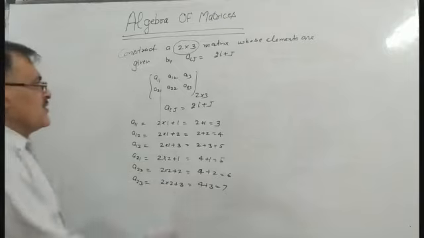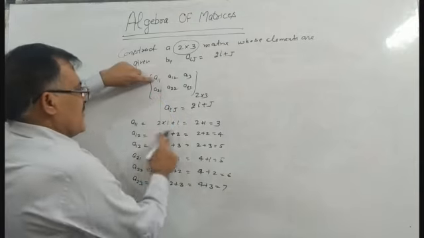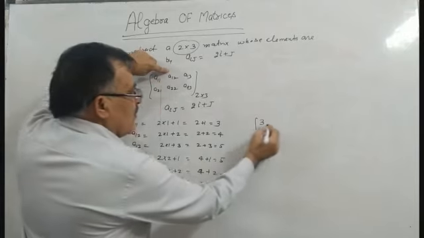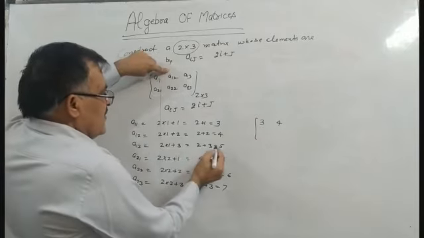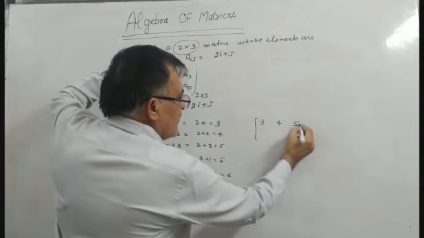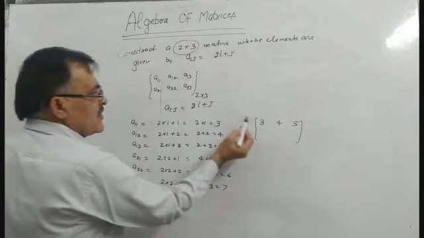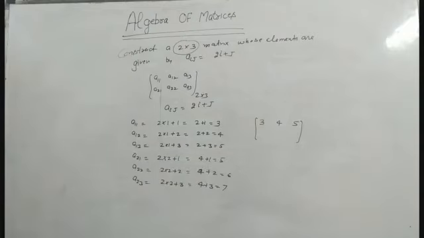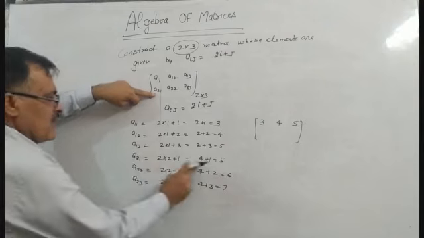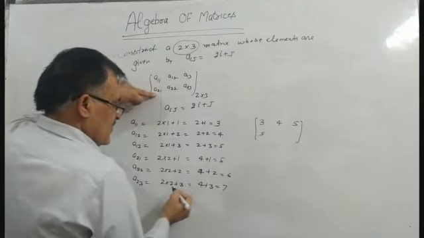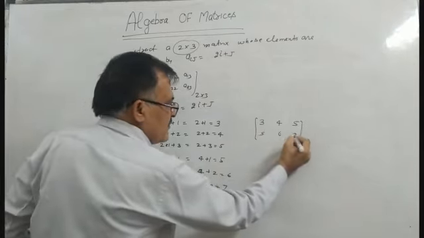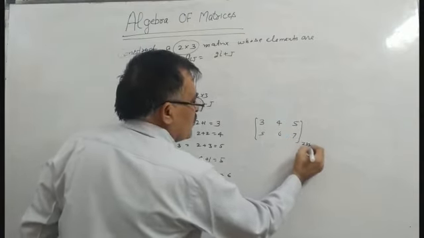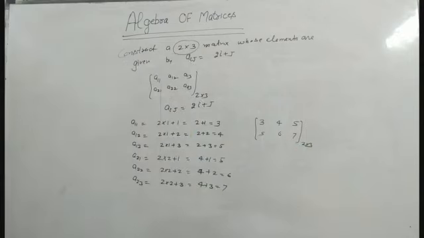Now put in this form. A11 is 3, A12 is 4, next 5. This is A11, this is A12, this is A13. In the second row, the value of A21 is 5, next 6 and 7. So this is the matrix of 2 into 3, 2 rows and 3 columns.